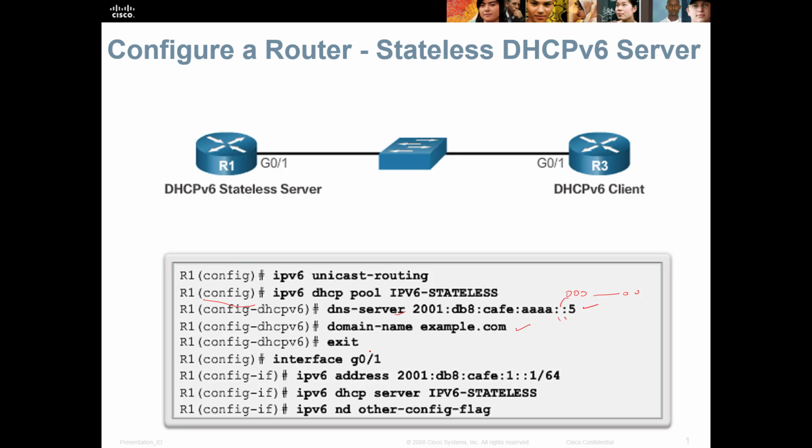Now, if you want the thing to behave like a server, these things are interface specific. So you have to go to a specific interface, in this case, G0/1. Right, I'm going up to this interface right here. And I'm giving it an address in this network here. And here again is the zeros thing going on. And its address is 1. And the prefix length is 64 bits.